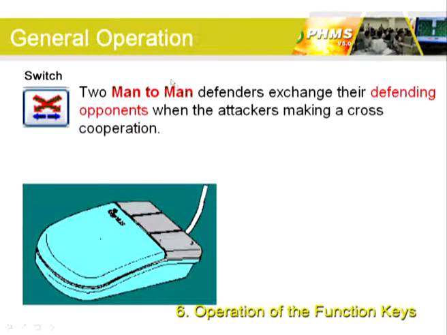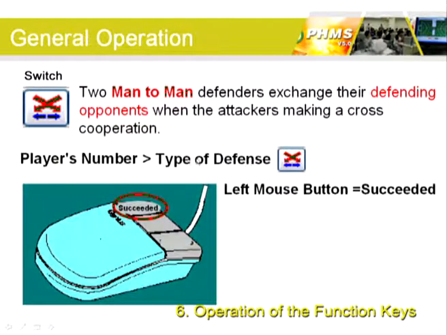Switch. Switch means that when the defenders use a style of man-to-man defending, two man-to-man defenders will exchange their defending opponents when the attackers make a cross cooperation. So if the attackers make a cross cooperation, because the defenders are using the strategy of man-to-man, they need to do it more swiftly. They should change their opponents at the same time. So that's why we call it a switch. Switch also uses the player's number and the type of defense, switch. Left means succeed, right means error.